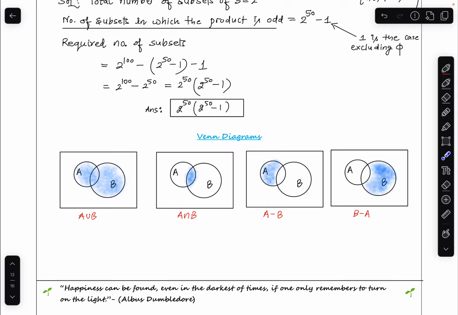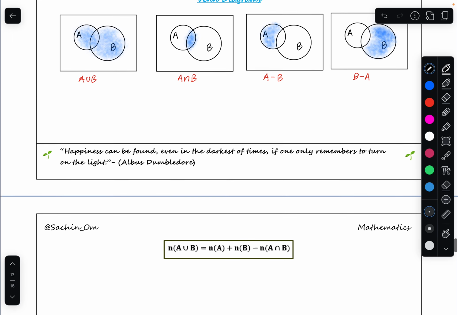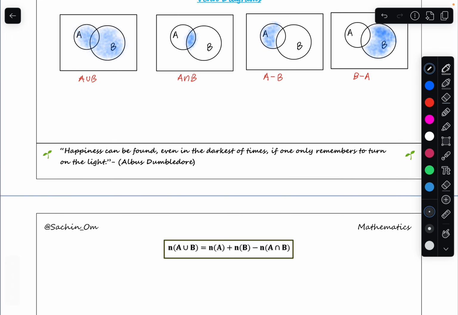So we'll see one result which relates the union operation with the other operations, should I say. So let's see what I'm talking about. I want to establish this relation for the union of A and B. The number of elements in the union of A and B is actually equal to the number of elements in the set A plus the number of elements in the set B minus the number of elements in the set A intersection B.